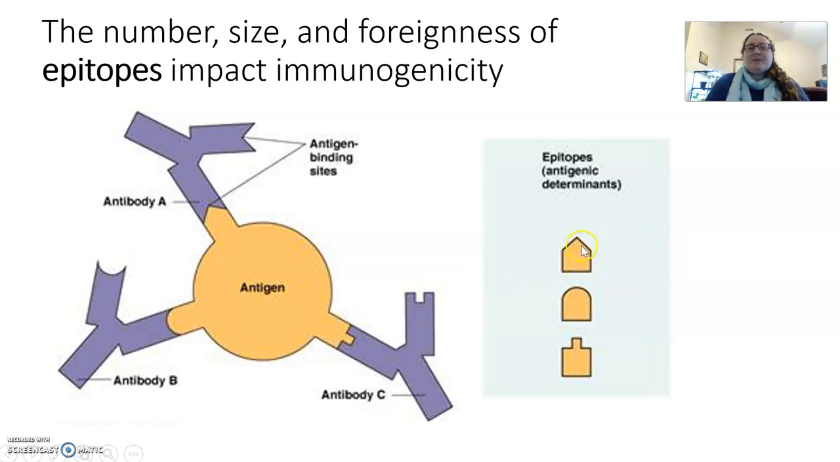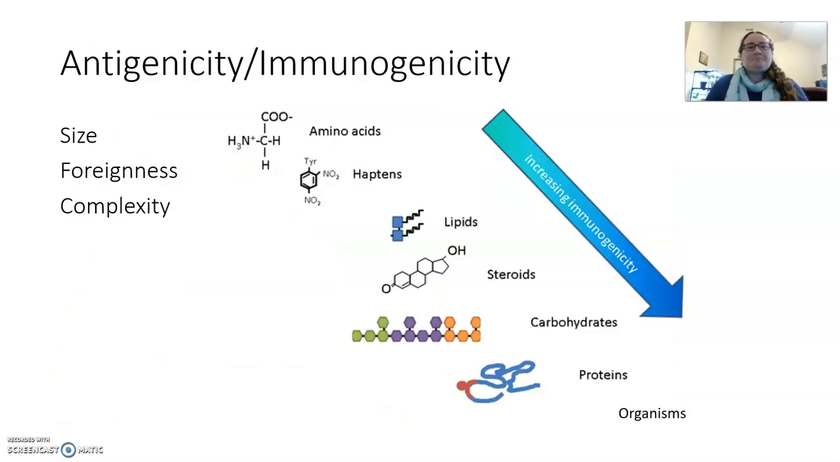We want to have epitopes that are very different from what the molecules in your normal body would be. We want to have epitopes that are fairly large. So some epitopes can actually interact with multiple different antibody structures. And we want to have a large number of epitopes so that there's an increased chance that one or more of the antibodies your body is able to produce would actually bind to them.